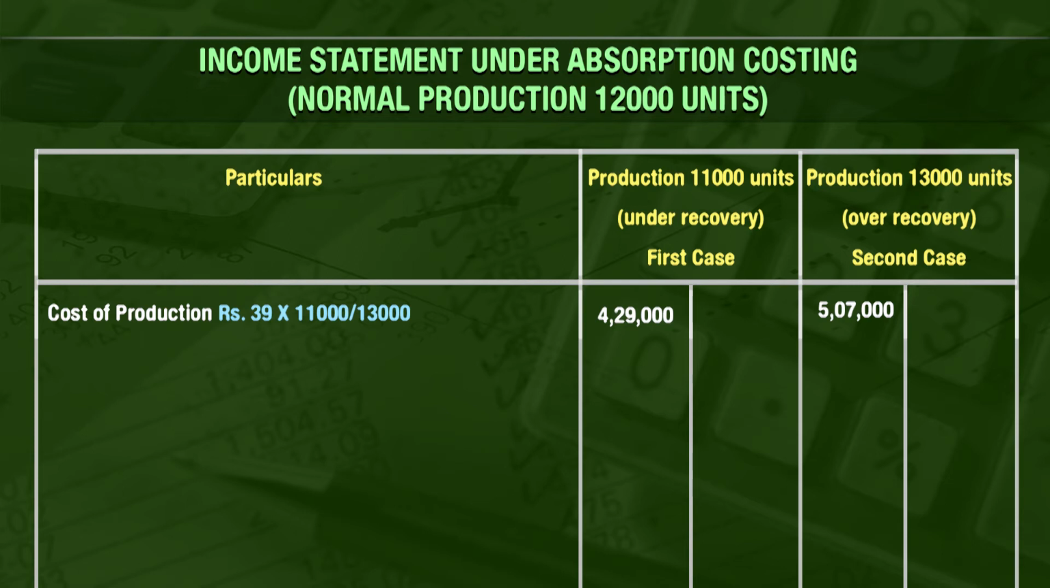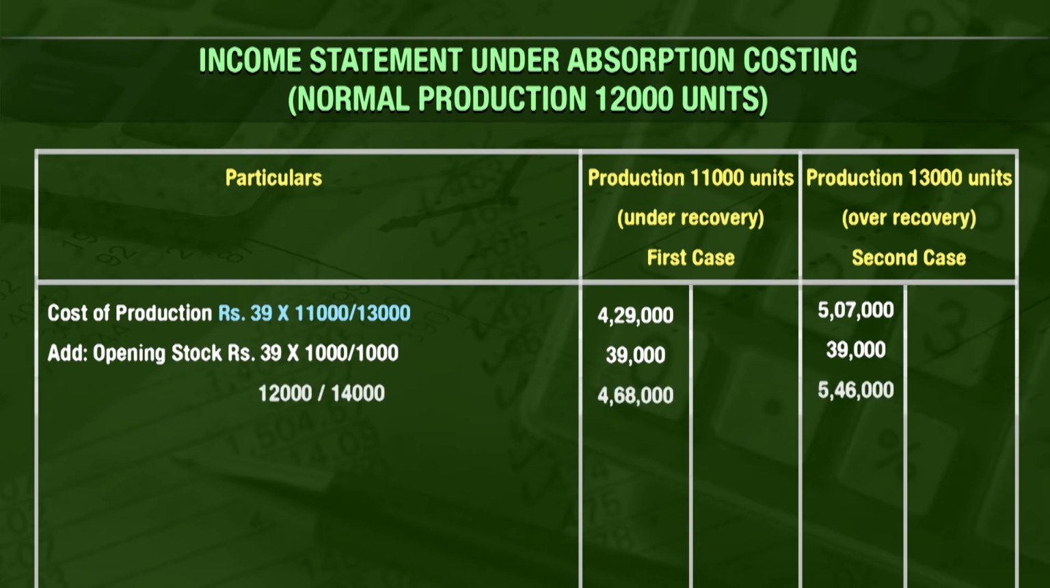This figure is your cost of production of 11,000 units and 13,000 units respectively. Here we have opening stock, which is identical in both the cases: 1000 units multiplied by rupees 39. Then after, whatever amount is arrived, 4,68,000 and 5,46,000 respectively for both the cases, from this closing stock will be deducted.